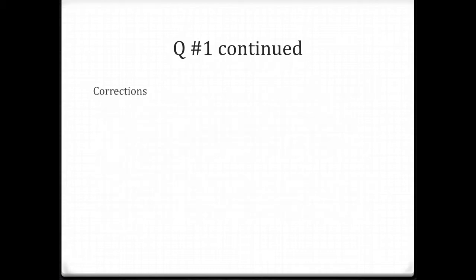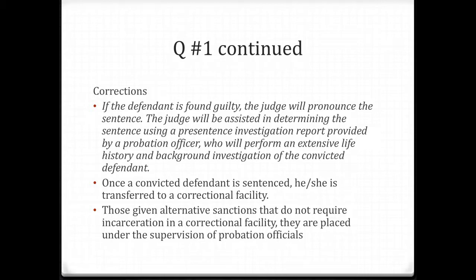Anyway, all right, let's go on to corrections. What's next? If they're found guilty, the judge is going to sentence them, and then they're going to send them to corrections. Now that is going to be based on a pre-sentence investigation written by a probation officer. Probation is part of the corrections system, and then they'll decide whether the defendant goes to jail. They're going to go to a correctional facility, but that may be, for a juvenile, a probation run facility.